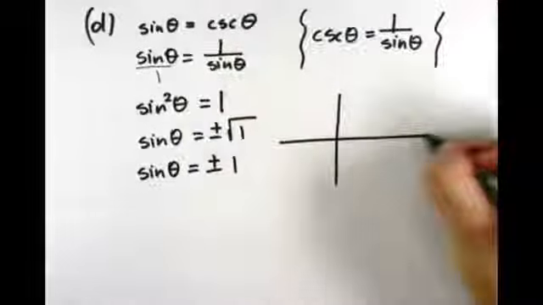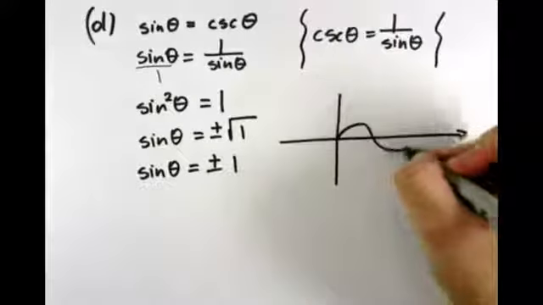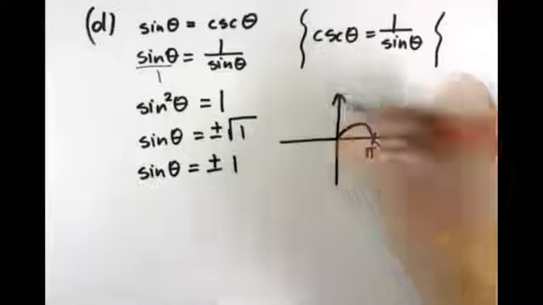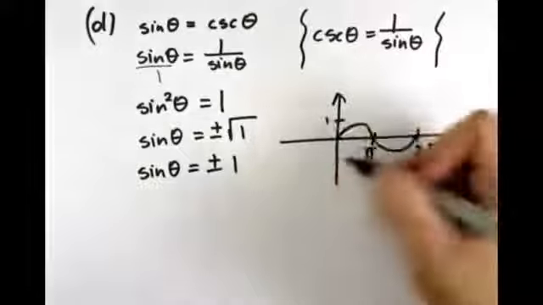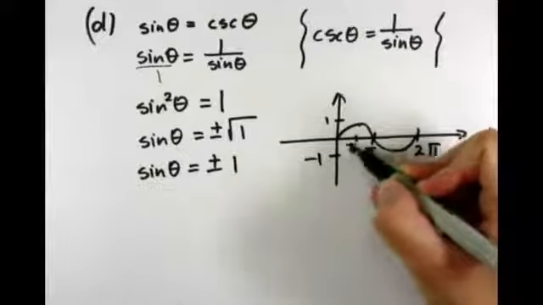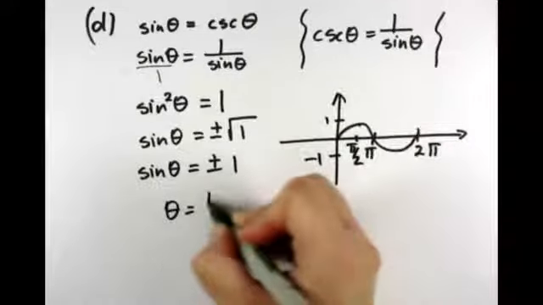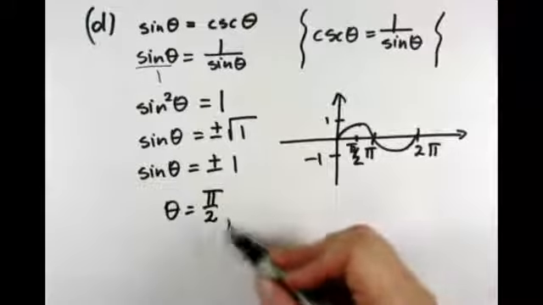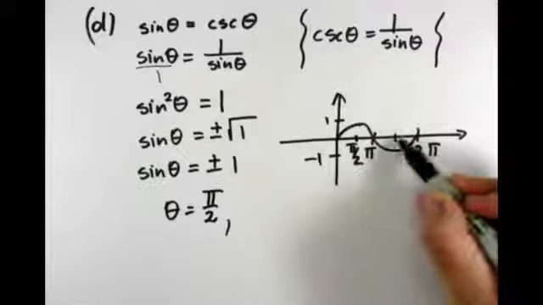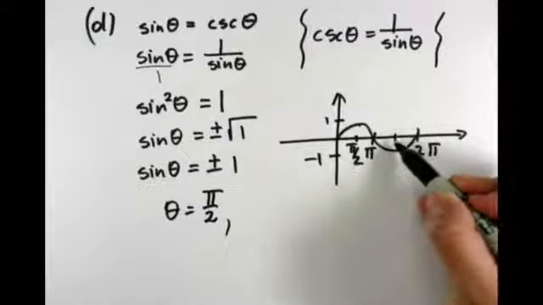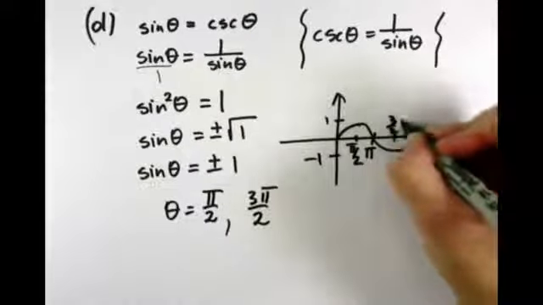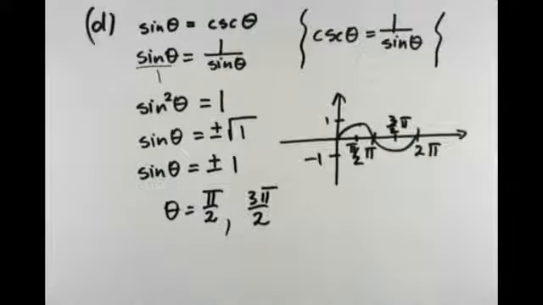We get those values from the graph. Sine is the S shape. So here is 2 pi, here is pi. So where is the sine equal to 1 and minus 1? 1 is right here, so this value is half pi. So theta is equal to pi over 2. And where is minus 1? The value minus 1 is right here. So this one is 1 and a half, which is nothing else but 3 halves pi. And that's the solution.